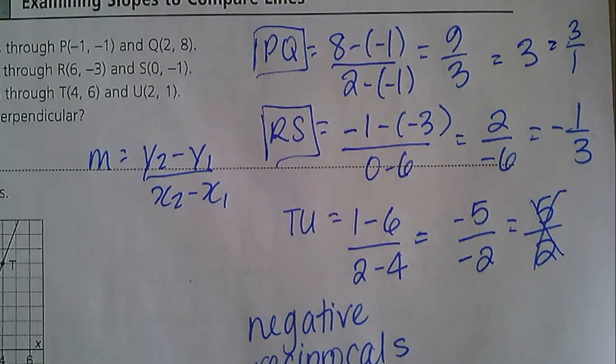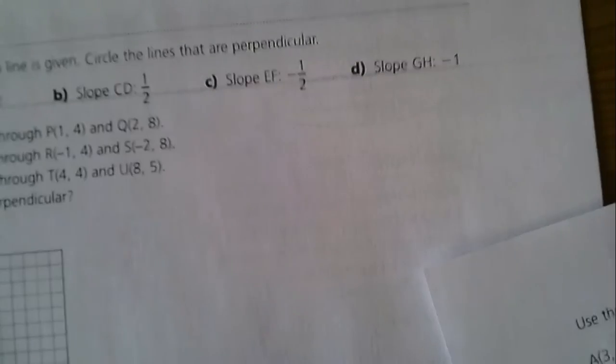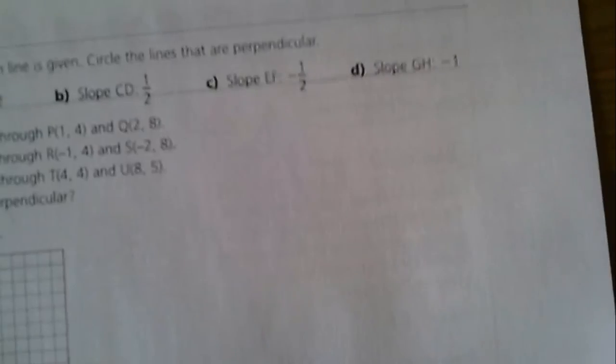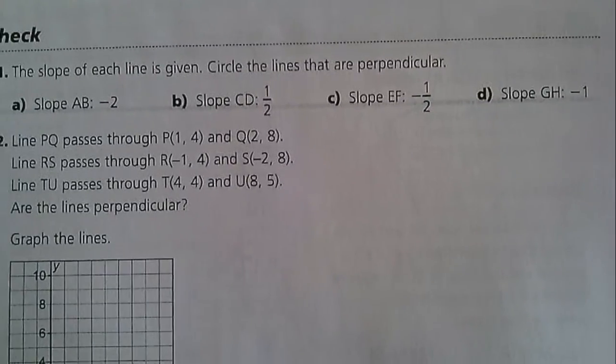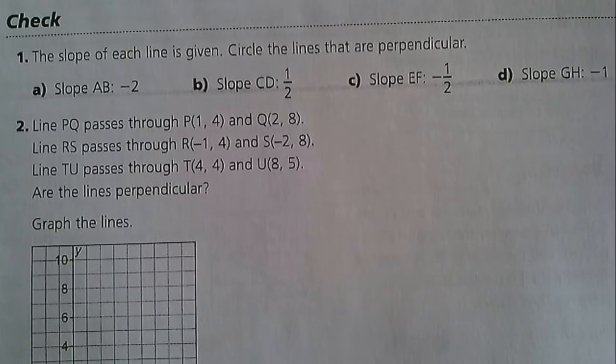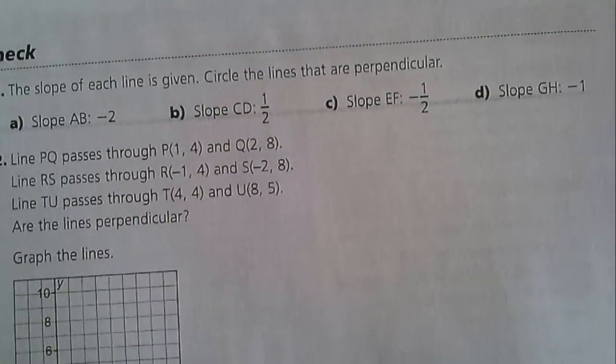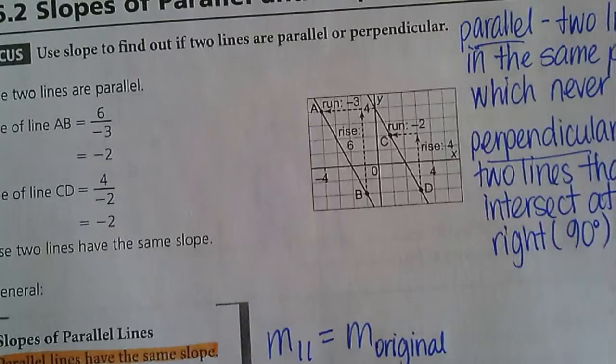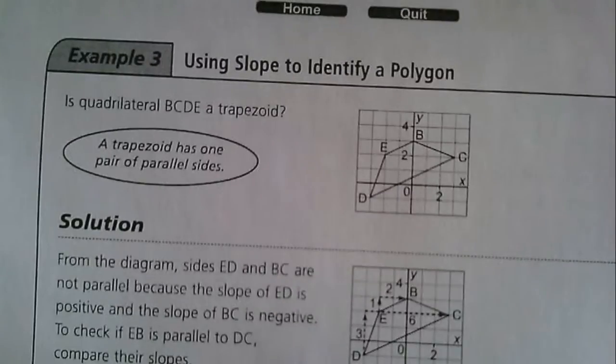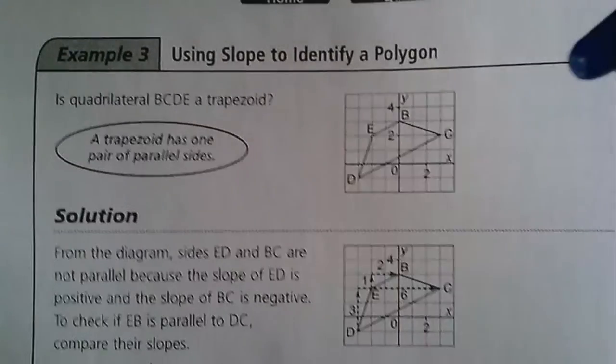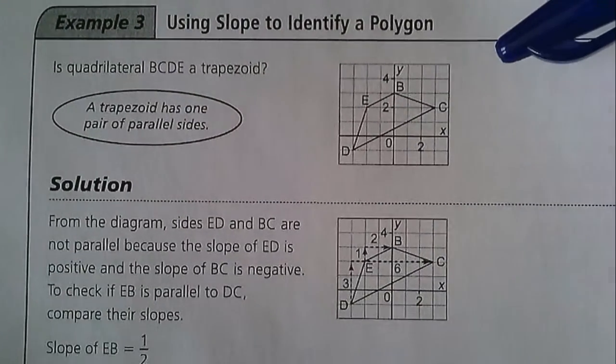All right, so on the next page are the check questions. That's on page 328. I would suggest that you pause the video now and take a look at those questions on page 328. Again, you're going to have to be doing some graphing, and then you can check your answers using the key posted on the Google Classroom. In the meantime, I'm going to go on to example number 3, which is our last example here. This is using slopes to identify different types of polygons.